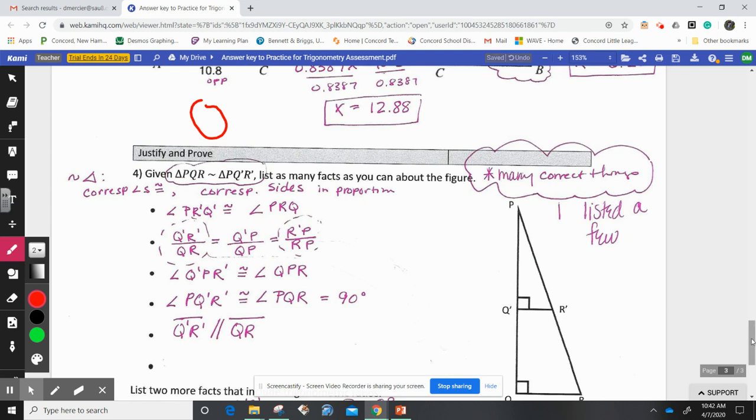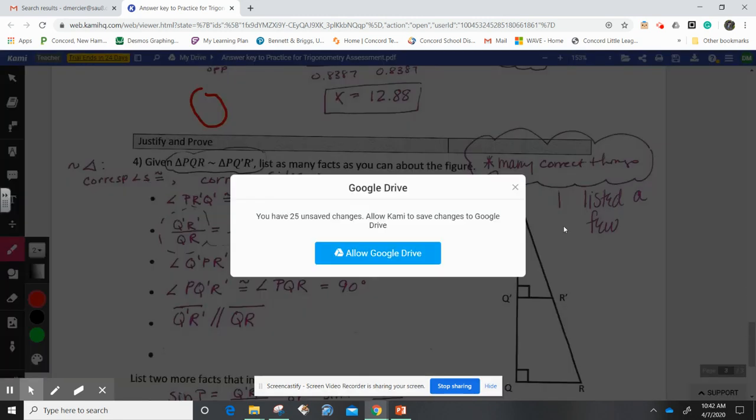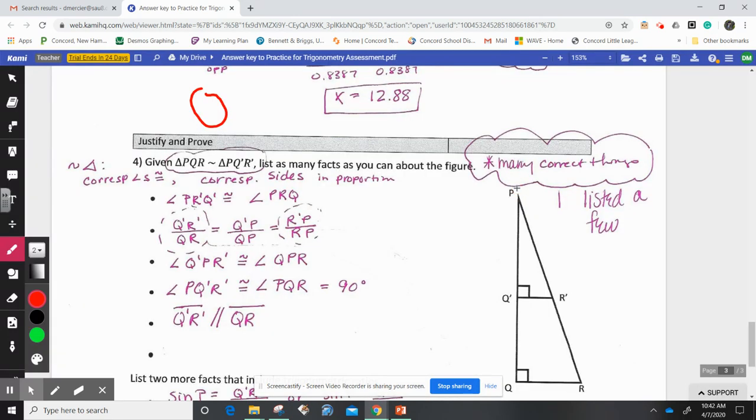Now, if I look down on number 4, the part that you are given is that these two triangles are similar. As soon as you see this little squiggly line, the little tilde from math class, Spanish class, you should think similar. So all sides are proportional and all angles are equal. Those should be facts right away.